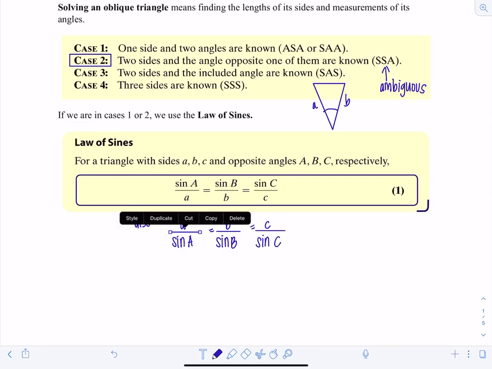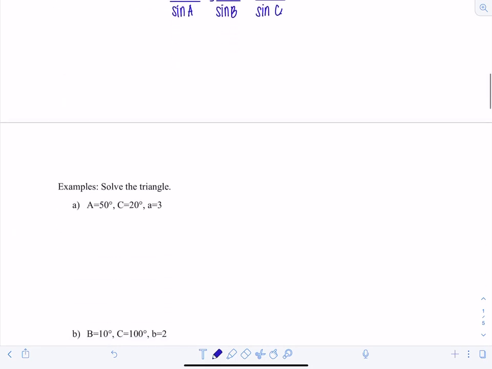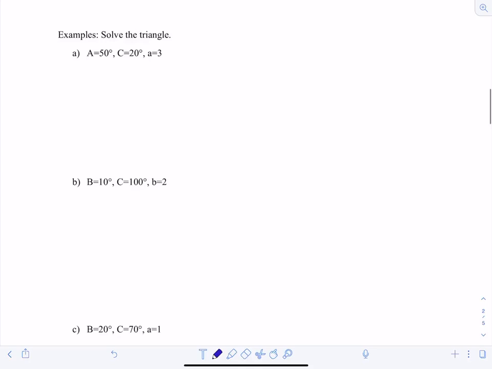And depending on what quantity I'm solving for, I like to sometimes flip it around. So know that you can interchange it as long as sine is on the same side of the fraction. Okay, so let's look at some examples here. Solve the triangle. Here they tell me angle A is 50 degrees, angle C is 20 degrees, and then side a is equal to 3.